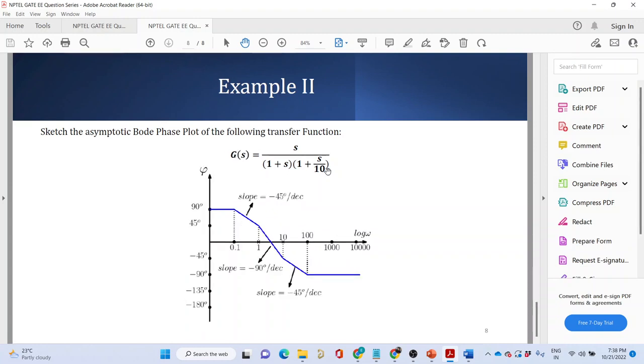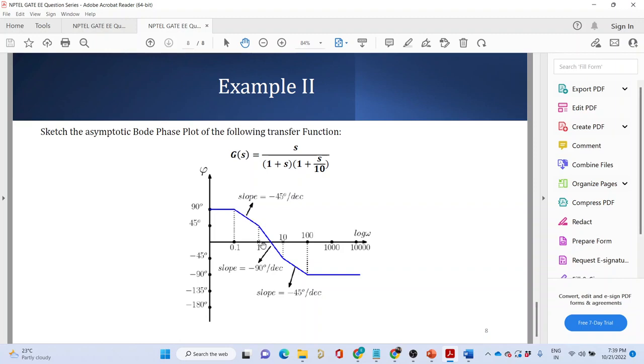So this is another example, and this I think would cover the concept that I was talking about a few minutes back. There is again a zero at origin. So the curve starts from 90 degree. There is one pole at s equal to 1. The effect of this pole starts from 0.1 and it would last up to 10. There is another pole at 10. The effect of this pole starts from 1 and it goes up to 100. So initially I am falling with minus 45 degree per decade because of this pole.